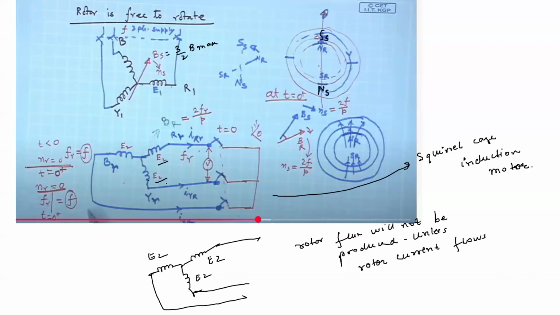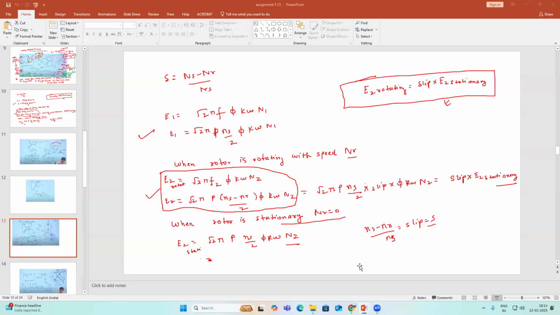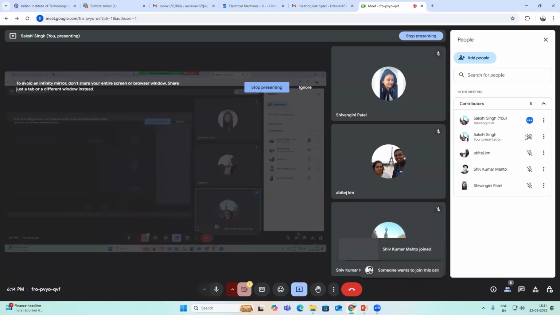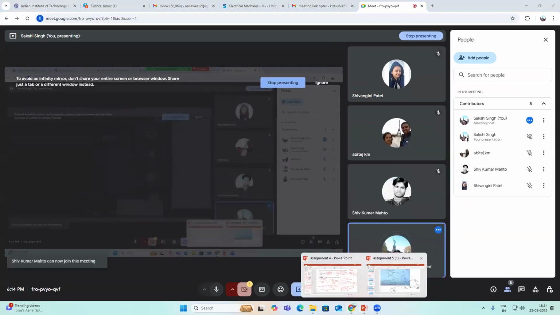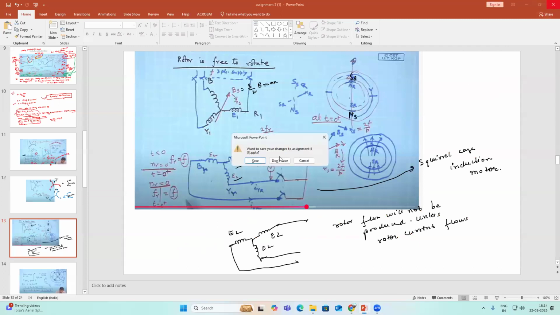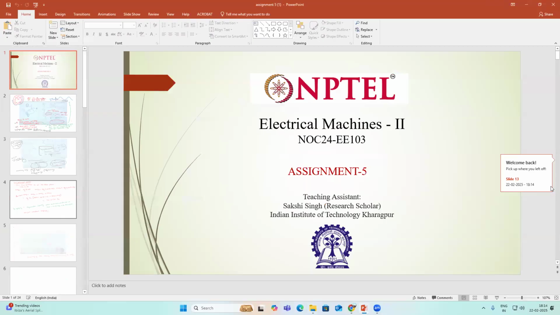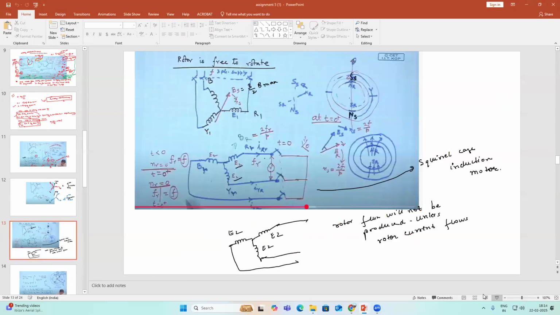because of the current flowing in the rotor, what will happen, that okay, someone is asking to join. Let me join that person. Someone wants to join. Okay. Okay.